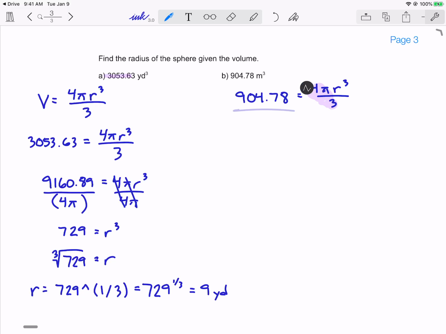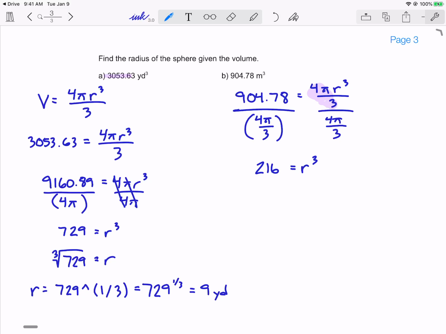So I'm going to divide both sides by 4 pi over 3. And I'm going to make sure I put that in parentheses to remind me that when I type that in my calculator. So I'm literally going to type 904.78 divided by parentheses 4 pi divided by 3, and that gives me about 216.